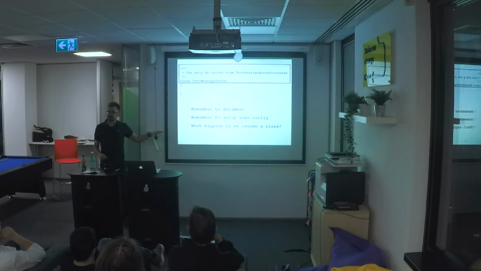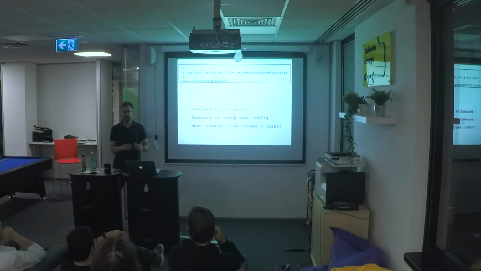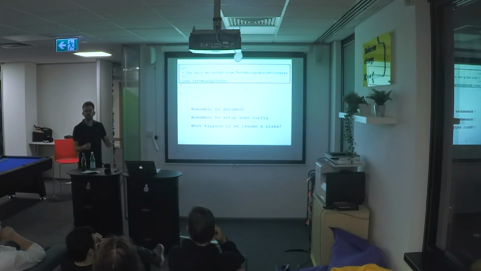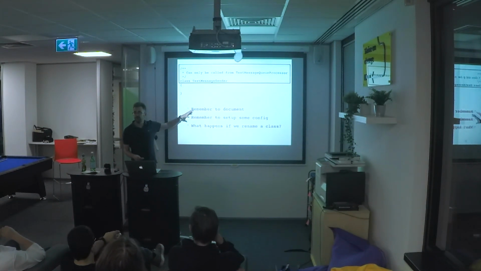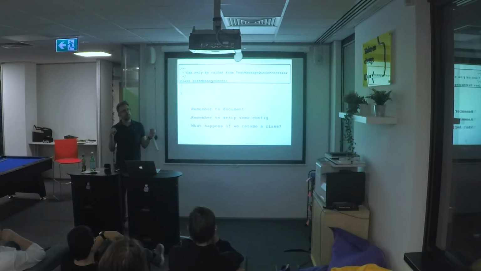We've got to remember to set up the config. And then what happens if we rename a class? Will our IDE be clever enough to remember, oh, I've got to go into this configuration and change this as well? And it might not. So let's say we go and change text message sender to something else. Then suddenly our rule might stop working because we haven't updated the config. So what we really want is something that means something to developers and also means something to our static analysis tools that are protecting us.